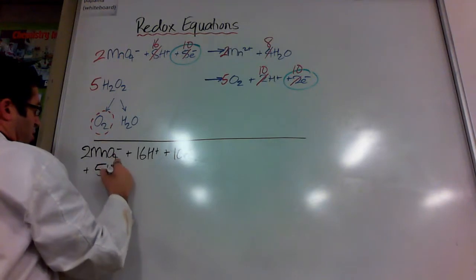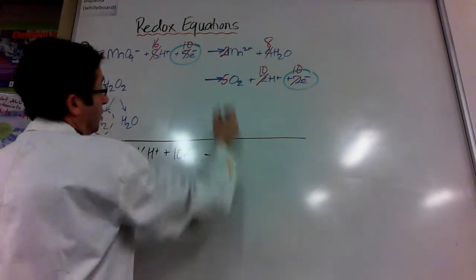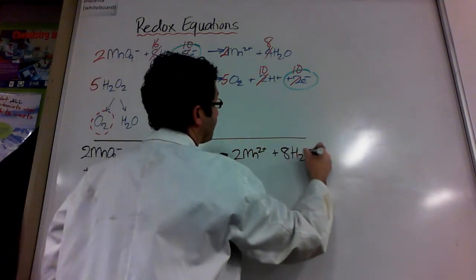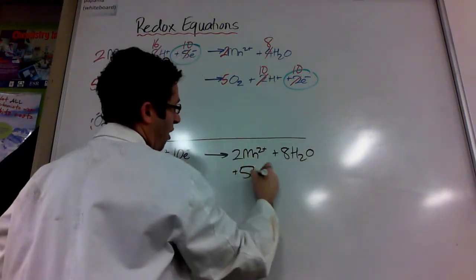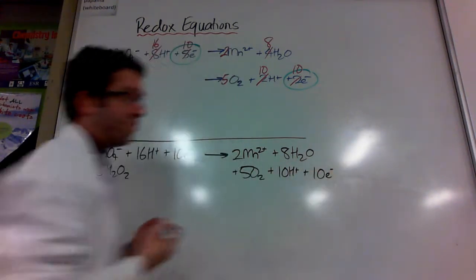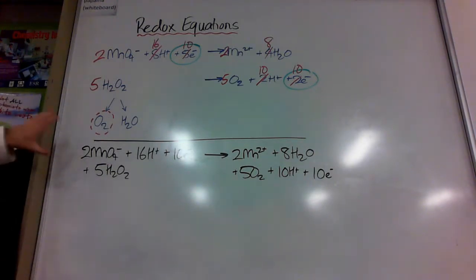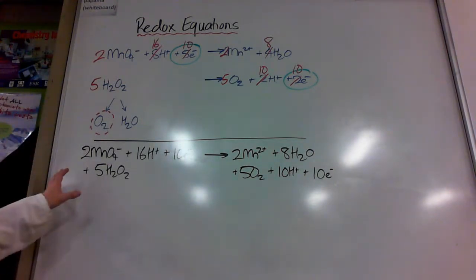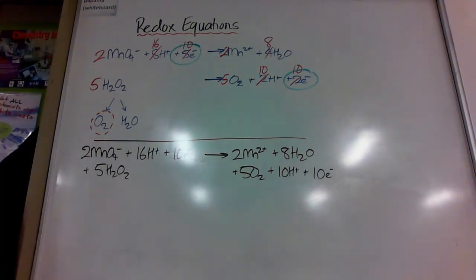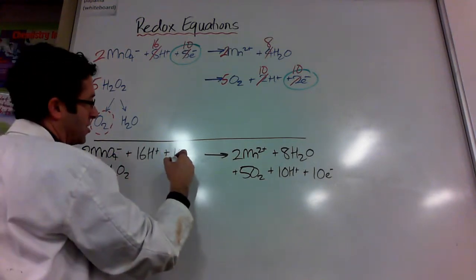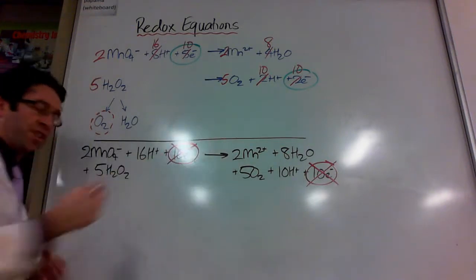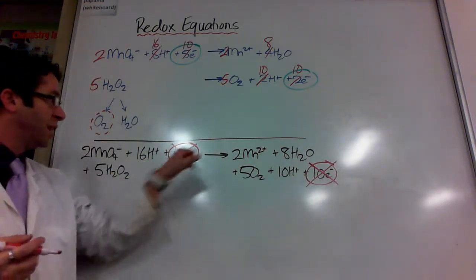Plus 5 H2O2 goes to 2 Mn2 plus, 8 waters, plus 5 oxygens, 10 hydrogens, 10 electrons. Now, this is not finished. Anything that's on the left-hand side and the right-hand side must be simplified. Again, simple maths. So, 10 electrons here, 10 electrons here. They're gone. That's a good thing, because that was our ultimate goal, to get rid of the electrons off both sides.